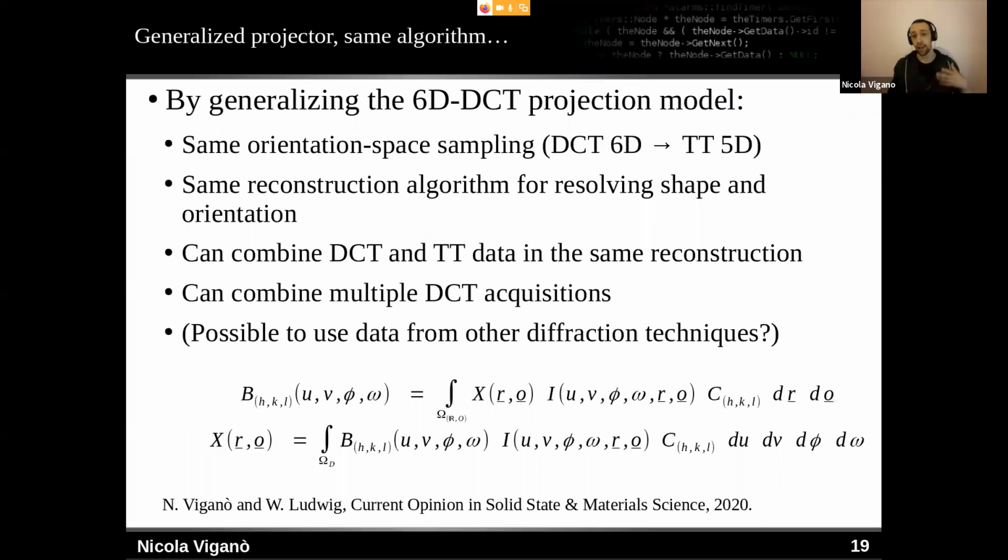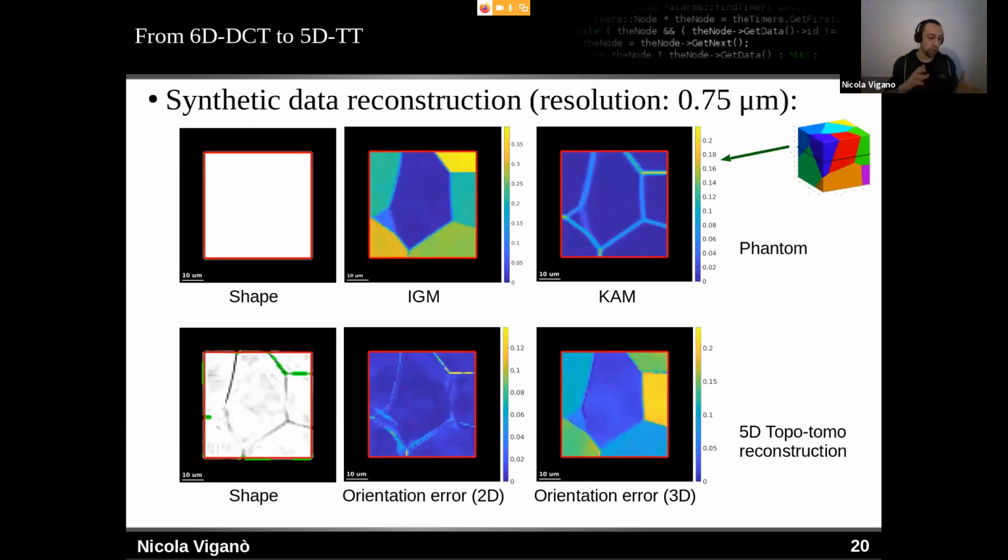Why not? Or take, at this point, DCT scans with different spatial resolutions, different propagation distances, and still get reconstructions. As we haven't applied this to real data yet, we did extensive simulation. And here I'm going to show basically these results on the simulation.